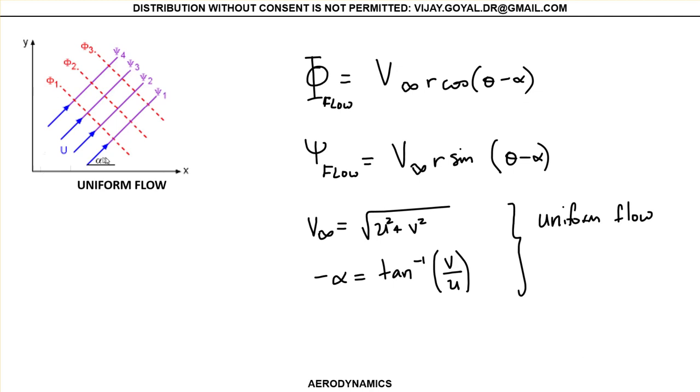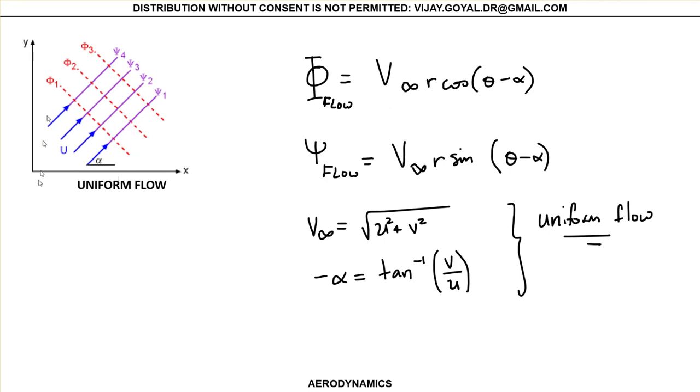So let's suppose we have a flow. This flow is at angle of attack alpha. These are the streamlines. Streamlines always go along the flow, and then you have the potential that's actually 90 degrees perpendicular to the flow. So the equations, then: the potential flow is given by this equation, and the stream function is given by this equation, where V infinity is equal to the square root of u squared plus v squared, and minus alpha is equal to the tangent of this. This is for uniform flow.